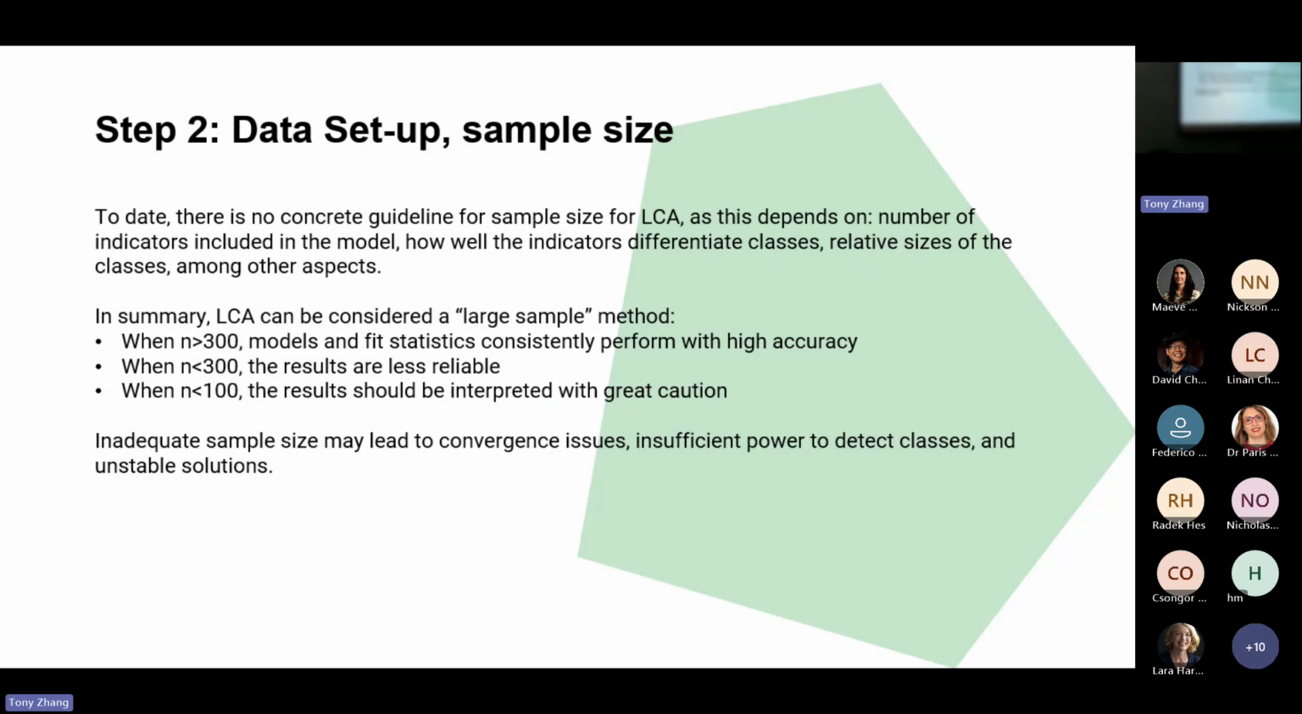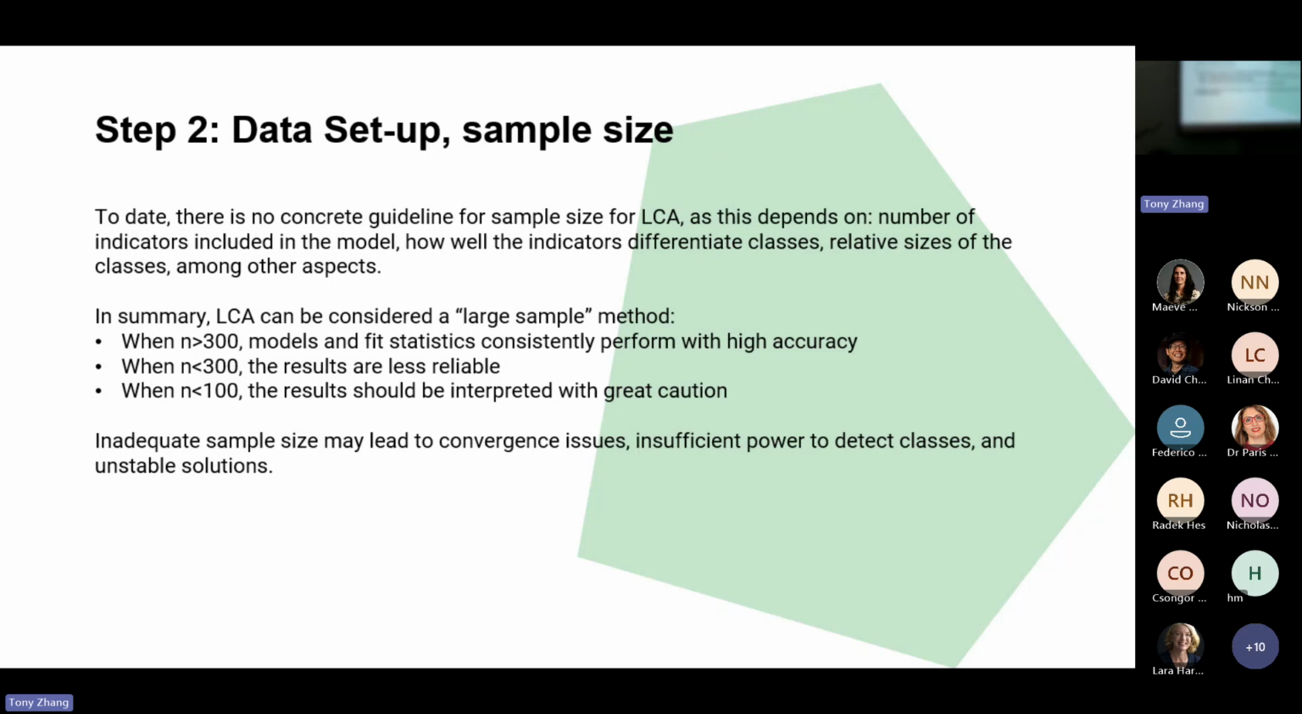And what is the minimum required sample size for the LCA? Actually, we don't know. At least to date, there is no guideline for the minimum sample size required for the LCA. But according to the results from some simulation studies, LCA can be considered a large sample method. The simulation studies found that when the sample size is greater than 300, the model performs with very high accuracy. When the sample size is less than 300, the results may be less reliable.